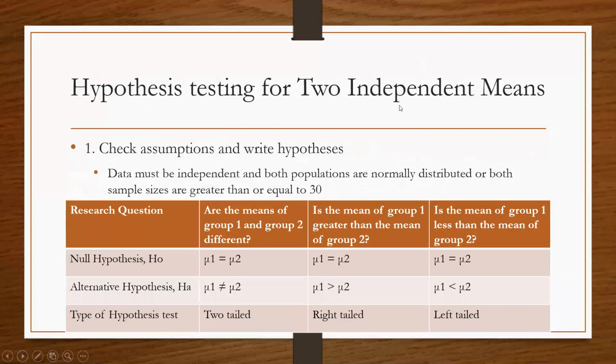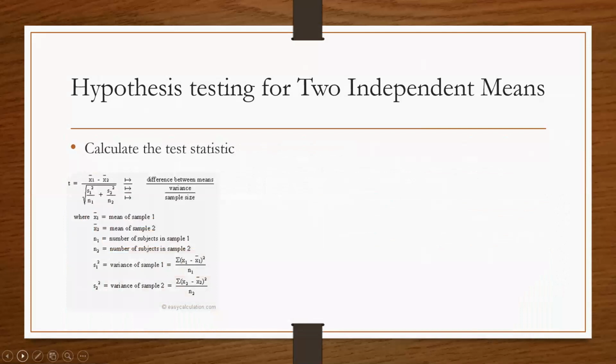All right, so for two independent means, the assumptions are that the data is independent and that both populations are normally distributed, or sample sizes are greater than or equal to 30 again. And then the test statistic is more annoying, but basically it's the mean of 1 minus the mean of 2, divided by the square root of the standard deviation squared of 1 divided by the sample size of 1, plus the standard deviation squared of 2 divided by the sample size of 2.